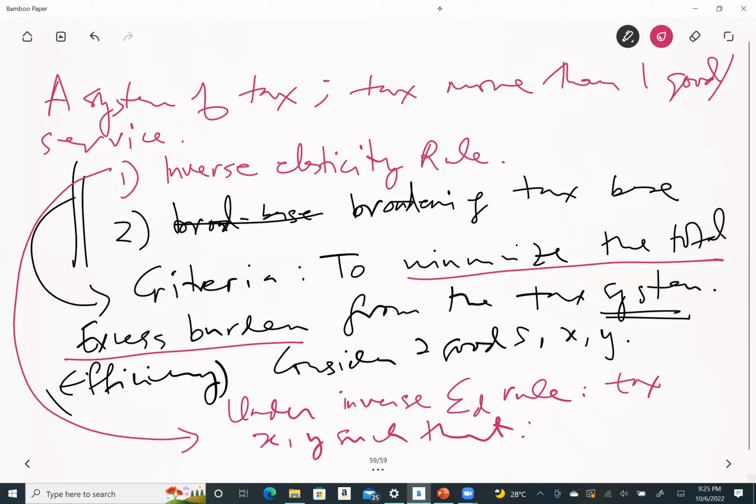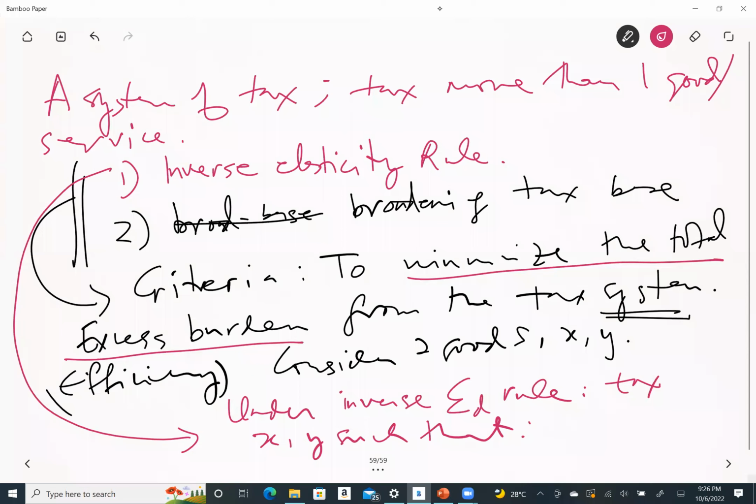I got to move to another page. Okay, are you done? Finish? You got it? So the criteria is you want to minimize the total excess burden from the tax system.